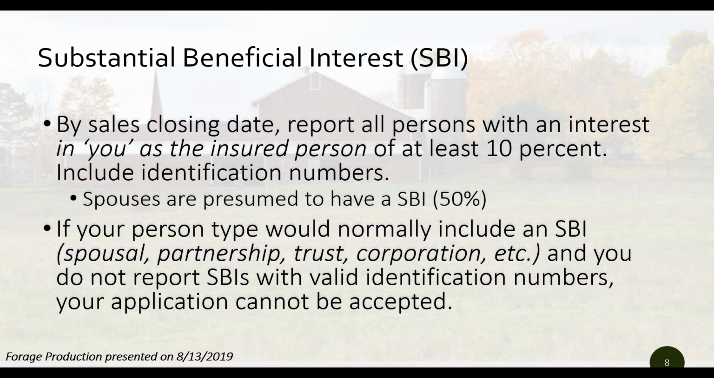So let's look at an example here. We have a situation where there are two partnerships. Each has a 50% interest in the insured, which may be you. Each partnership consists of two individuals. So now we've got a total of 4 SBIs here, each with a 50% share of the applicable partnership. So we've got 4, and each now has a 25% interest in the applicant insured. So you'll need to report 4 SBIs, provide their social security numbers, employer identification numbers, or what have you.